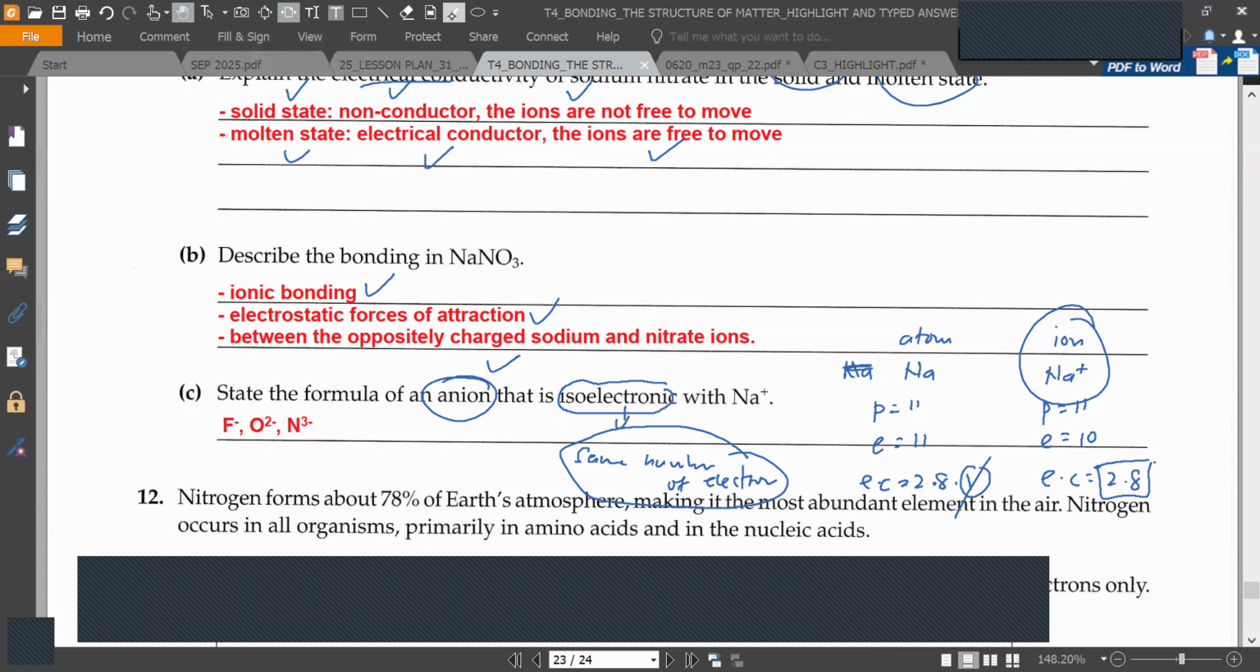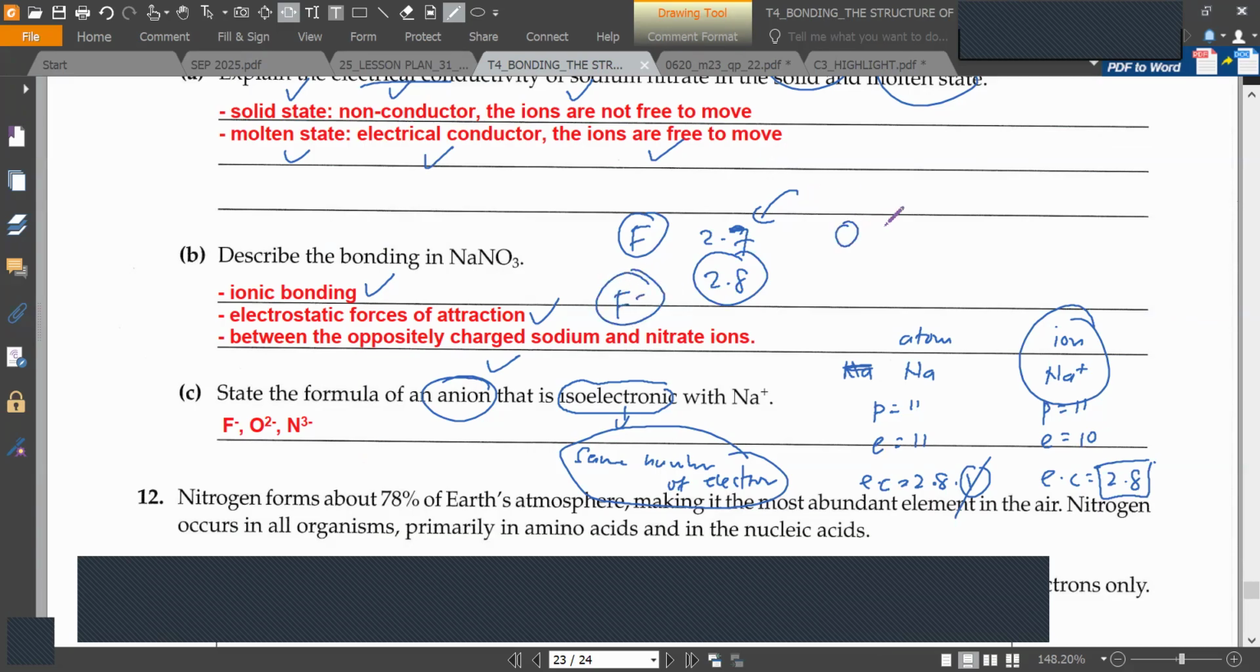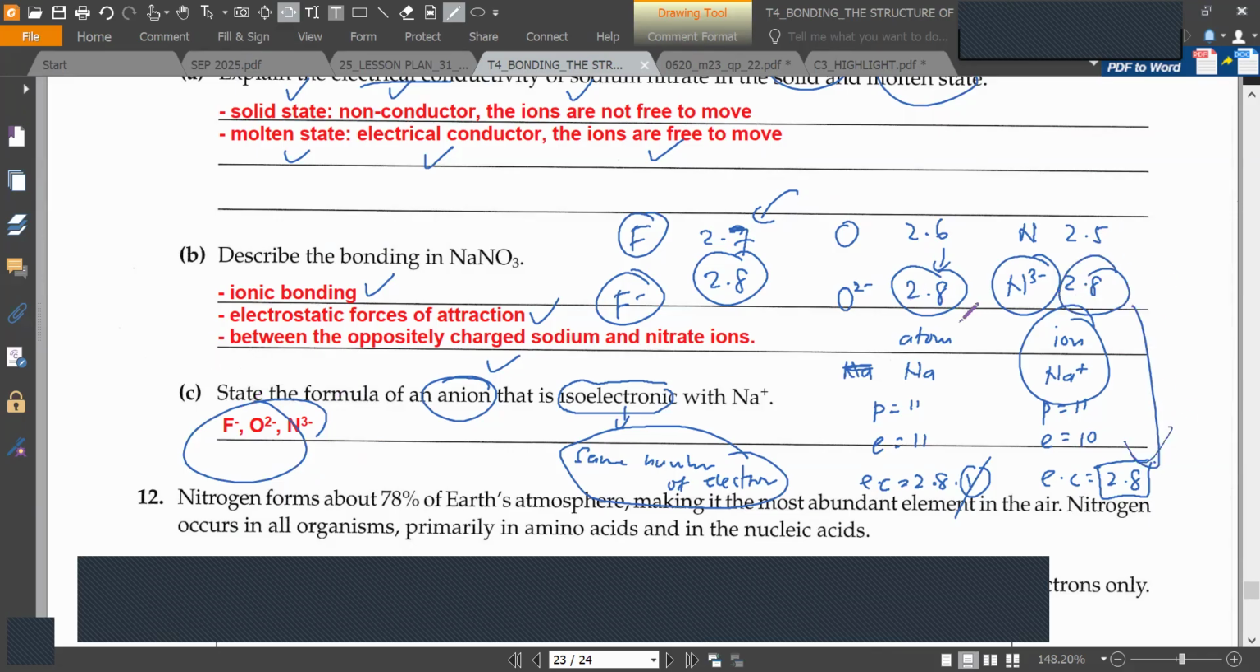Let me give an example. Fluorine is 2,7. It will add one more electron to become 2,8, fluoride. Oxygen is 2,6. It will add 2 electrons to form 2,8, oxygen 2 negative. Nitrogen is 2,5. It will add 3 electrons to form 2,8, the nitrogen anion. So this is the concept of isoelectronic. They all end up with 2,8. That's what we mean by isoelectronic.